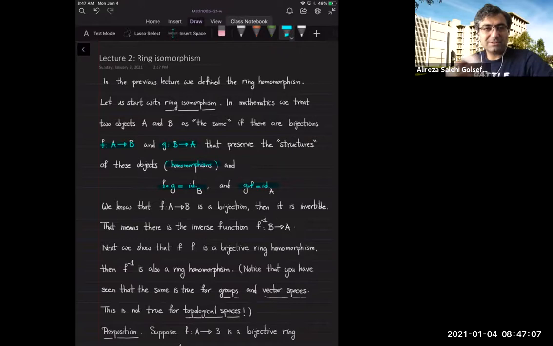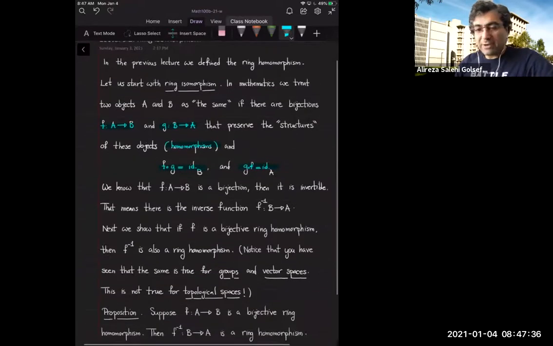Notice that this is not true for all the objects in mathematics. For instance, if we start with two topological spaces, whatever that means, if you haven't had topology yet, forget about the sentence. But when you learn about it, you will learn that if I have a continuous bijective map from one topological space to another one, it does not imply that the inverse map is going to be continuous as well. In any case, let's show that for rings, this is true.